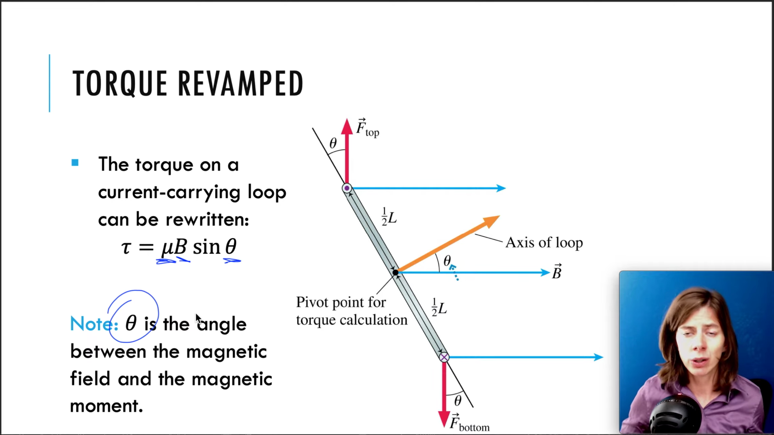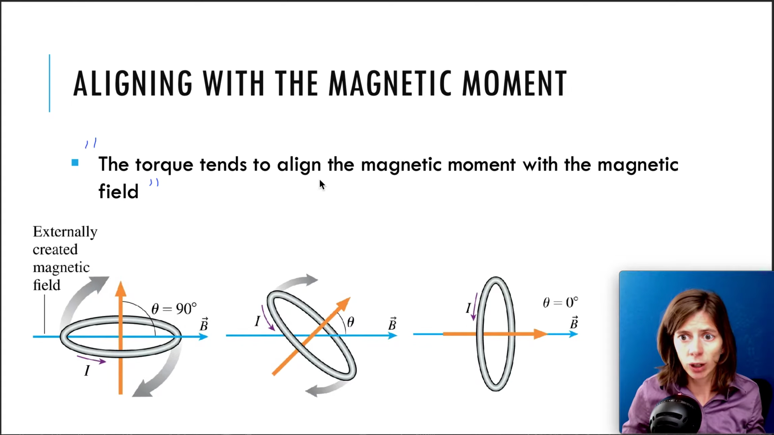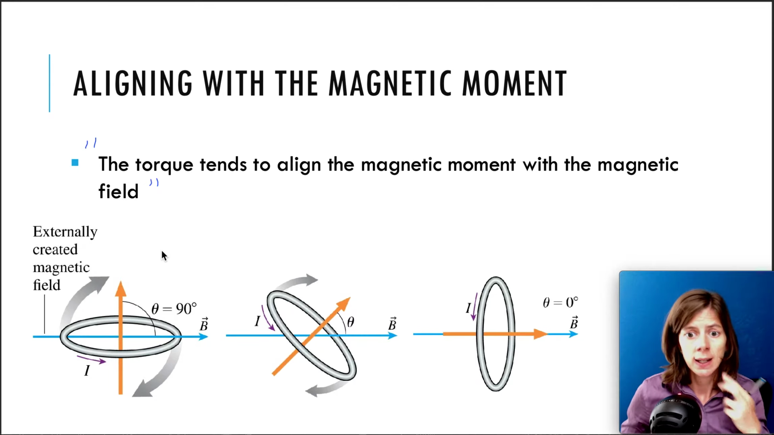And there's also another reason for defining this magnetic moment. This reason is because it helps us know exactly which way our loop is going to rotate when it's placed within that magnetic field. The trick to remember is the torque tends to align the magnetic moment with the magnetic field. So that sentence will tell you exactly which way the loop is going to rotate.